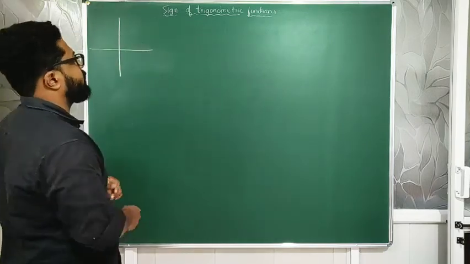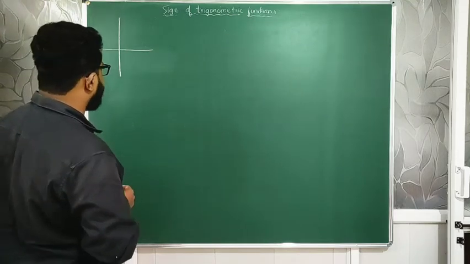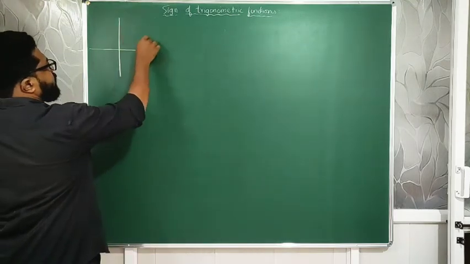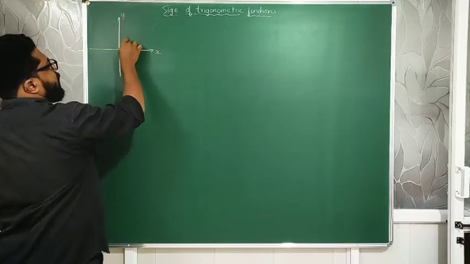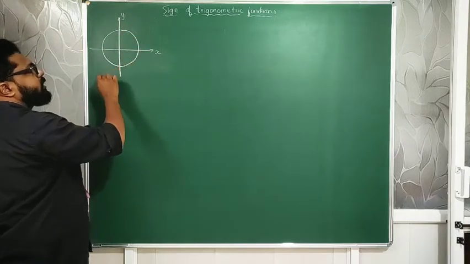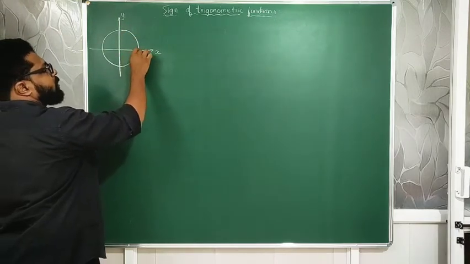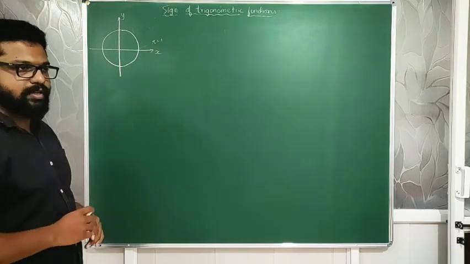Okay, the signs of trigonometric functions. So first, let us consider something called a unit circle in the Cartesian coordinate system. This is the x-axis and the y-axis, and consider a unit circle. Unit circle means a circle whose radius is equal to 1.